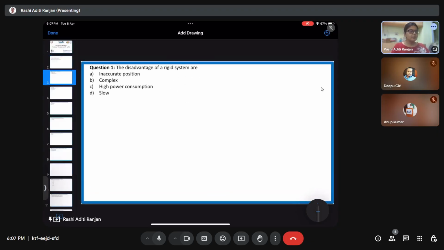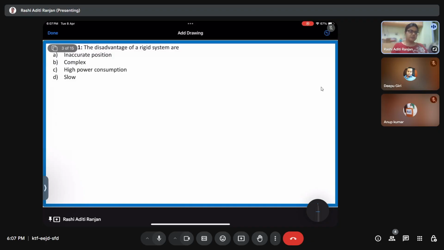Coming to the first question, which asks: what are the disadvantages of a rigid system? This first requires the definition of what a rigid system is. We have been studying engineering mechanics for a very long time, because engineering mechanics is usually introduced in our physics course in school, and then it is further elaborated when you study engineering.